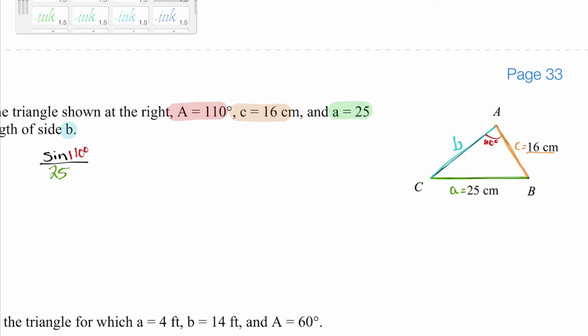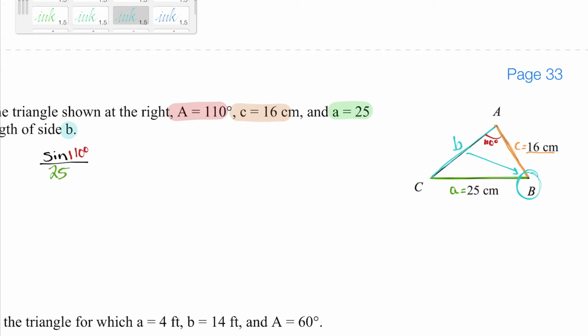They also gave me side C, which means I could find angle C, but they want me to find side B. In order to find side B using sines, I have to have angle B. But I can't find angle B unless I have side B, or unless I have two of the angles in the triangle. If I have two of them, I can subtract that from 180, because we know that one triangle contains 180 degrees.